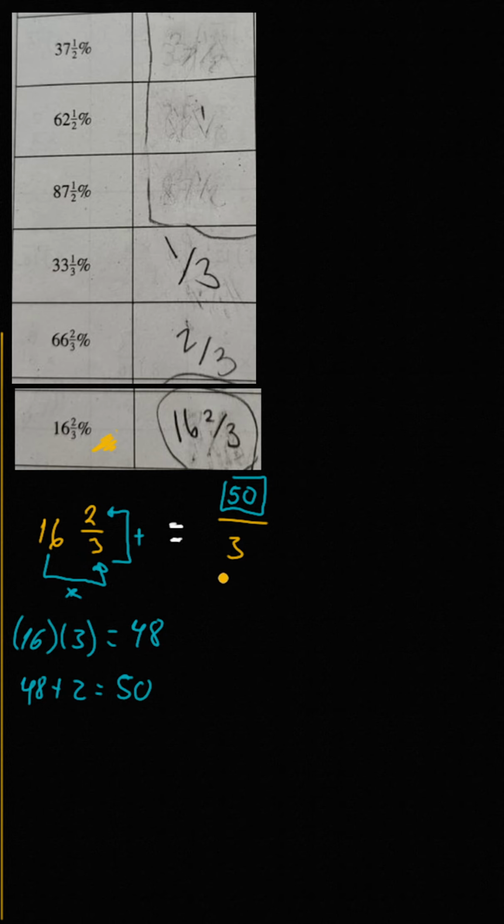Now, what will happen with the percentage sign? We had that this was a fraction with a percentage. You just have to remember that the percentage sign means over 100. So what is going to happen is that this fraction that we have, 50/3, is going to be over 100.